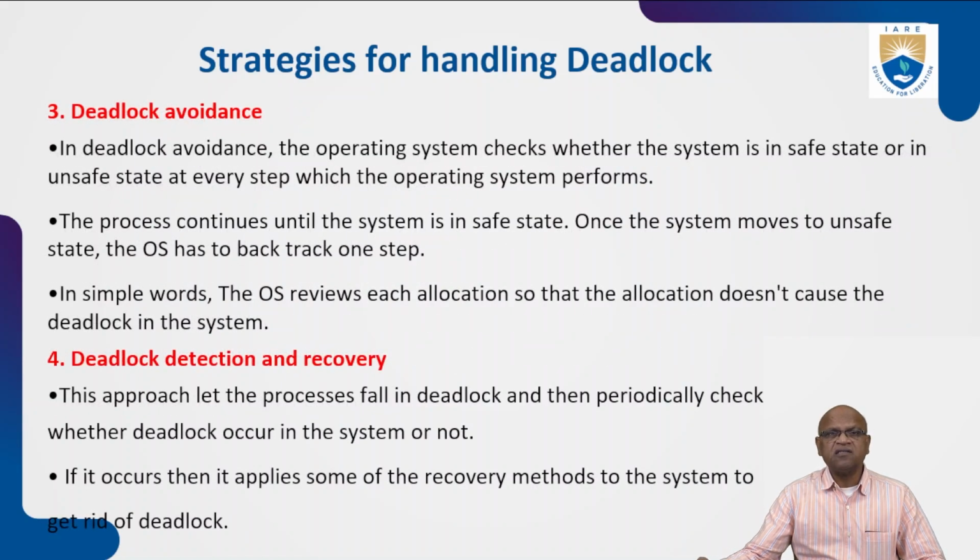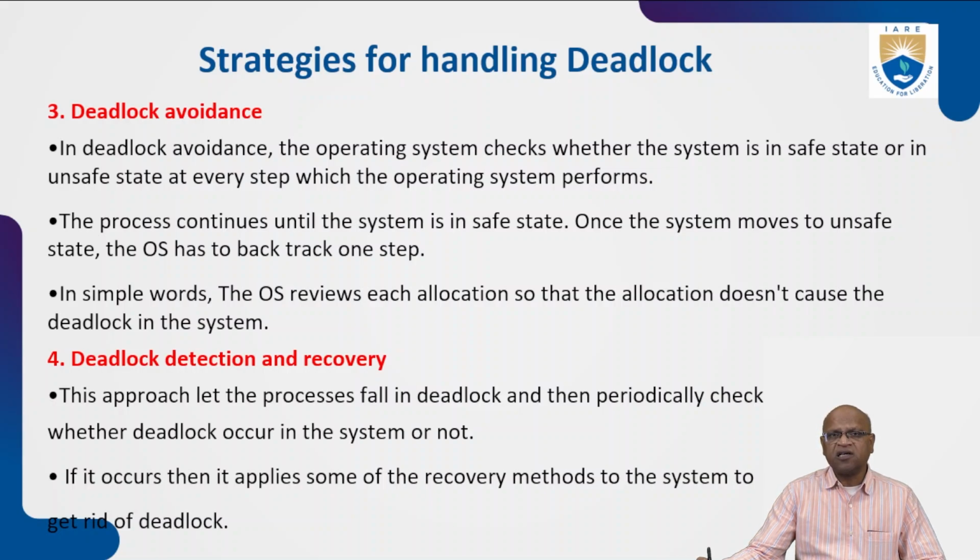So, deadlock avoidance. In deadlock avoidance, the operating system checks whether the system is in a safe state or in an unsafe state. At every step which the operating system performs, the process continues until the system is in the safe state. When the system moves to an unsafe state, the OS has to backtrack one step. So, in simple words, the OS reviews each allocation so that the allocation doesn't cause the deadlock in the system.